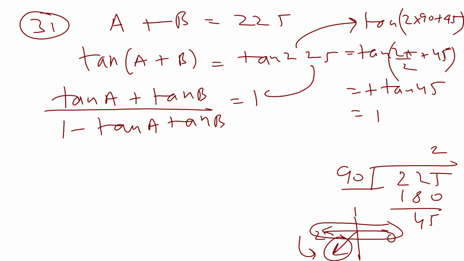Now you can take this term on the right hand side. Just shift this term on the right hand side. You'll be ready with your problem statement, whatever you're supposed to prove. So after cross multiplication, you'll get the proof. I hope you understood this. So let's go to question number 30.